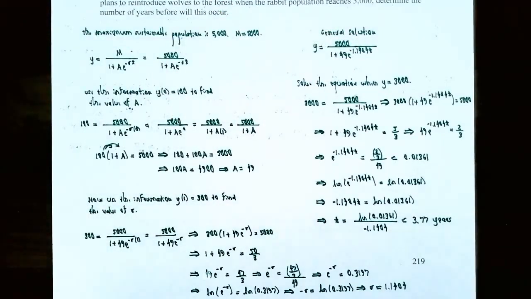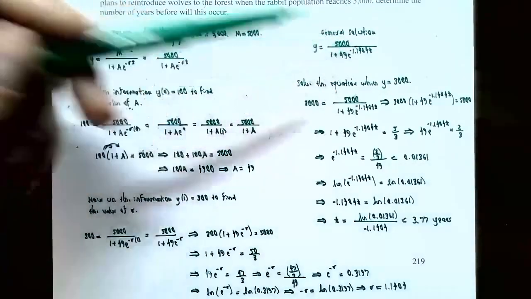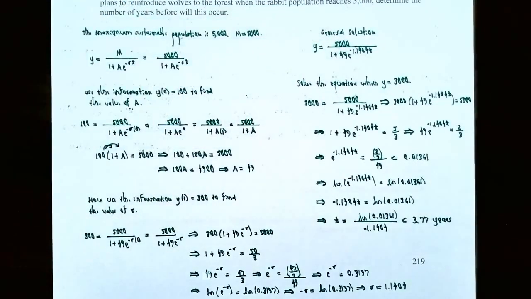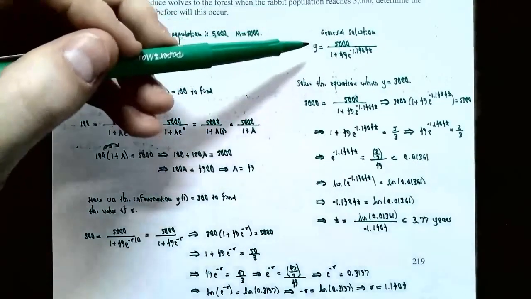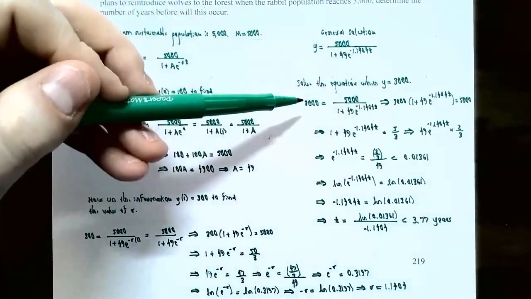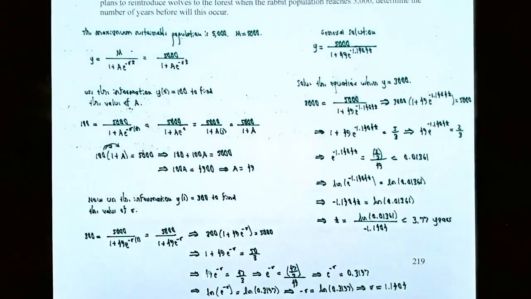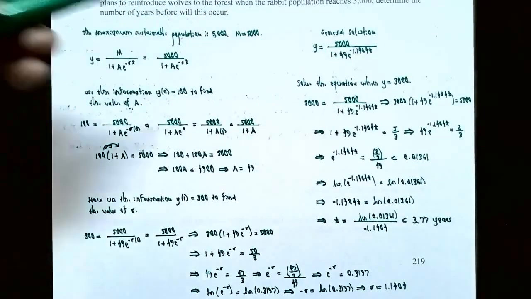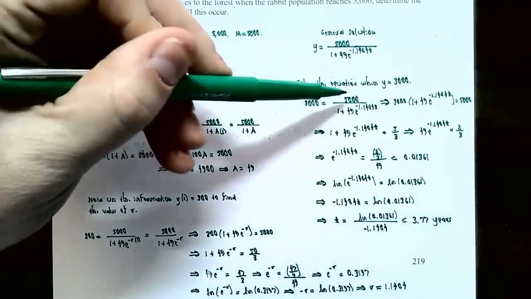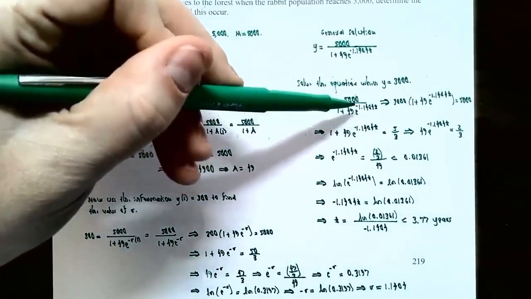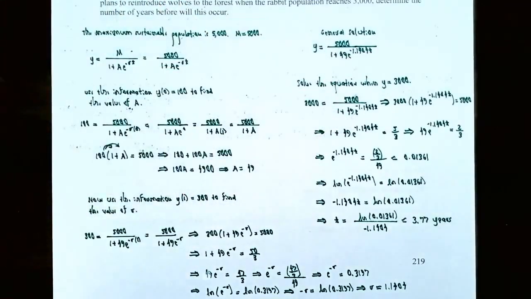And now to answer the question that was posed in the problem, the Forest Service will introduce wolves into the population once the rabbits have reached 3,000. We want to find out when this population that's modeling logistic growth is going to reach 3,000. So when is y 3,000? Replace the y with 3,000. Again, we have to solve for t this time because we want to find out how much time has passed before the population reaches 3,000. So we have 3,000 is equal to 5,000 divided by 1 plus 49 e to the negative 1.1404 t.